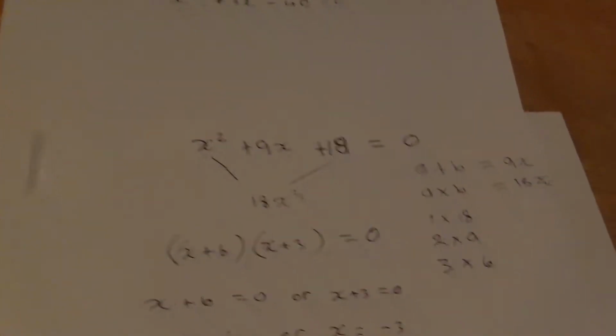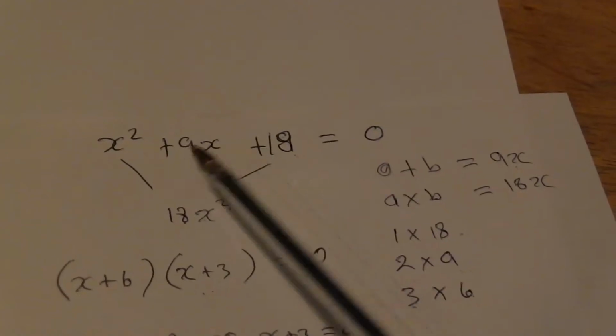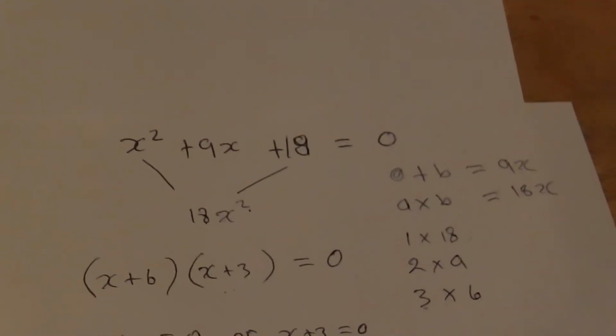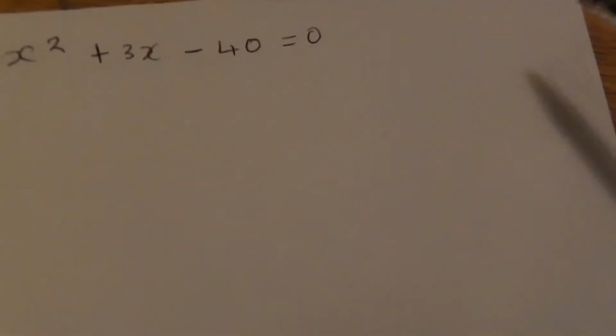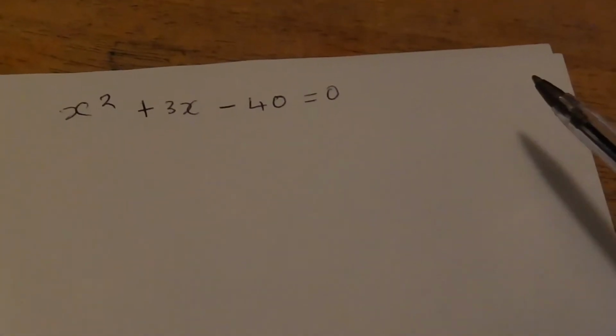Okay, now let's look at another problem. You can see that in the problem we were doing, all the terms were positive. There's now a situation where one of the terms will be a negative term. For example, on this one, our equation is x squared plus 3x minus 14 is equal to 0.